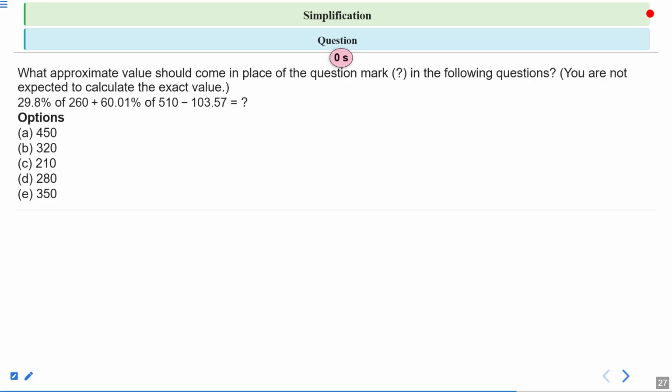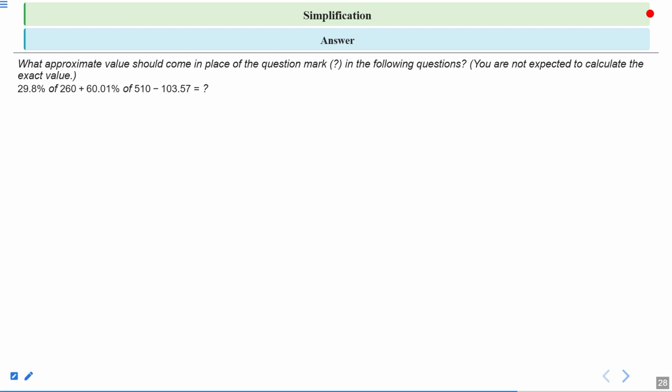Now time's up. Let's see the solution of this question. This is a simplification question based on approximation, so we can round some values to the nearest integer form. The correct answer of this question is D, which is 280. Now see the detailed solution using concept 3.3.